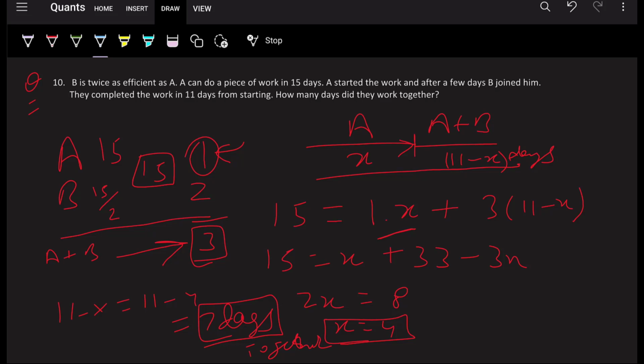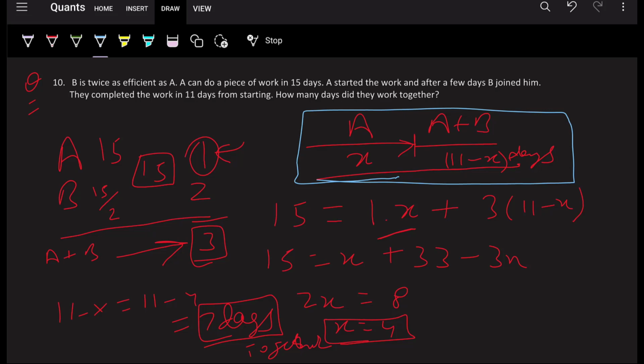And if you have to go through, then this is the important part in the whole question. You have to understand this, then the question is somewhat easy. So suppose for X days A does the work. Now after X days B joined him. Okay. Now the total time is what? 11 days. So if here it is X days, then they work together for how many days? 11 minus X days. And the total work is done in this period of time.